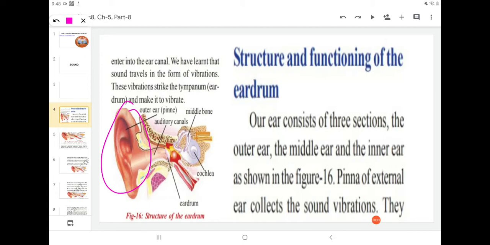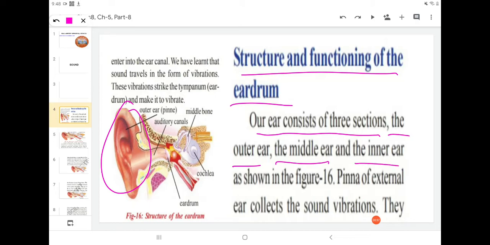Now here, let us peep into our ears to understand how we hear sound. So you can observe here the structure and functions of the eardrum. Our ear consists of three sections. Those are the outer ear, the middle ear and the inner ear. You can observe in this picture. In this picture, only the outer ear and middle ear are mentioned.